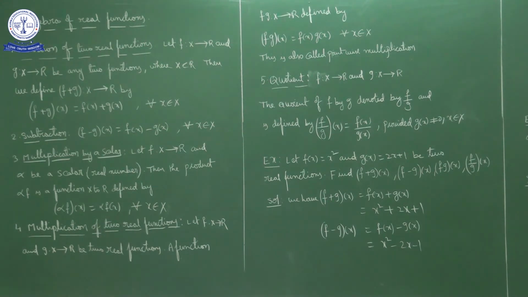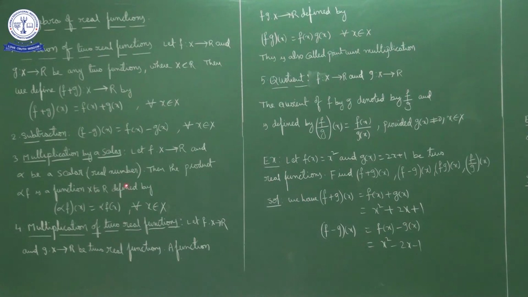Okay, this is subtraction. Next, multiplication of a function by a scalar. Let f be a real function and alpha be a scalar. Scalar means just a real number, any real number. Then the product alpha f is a function from X to R.